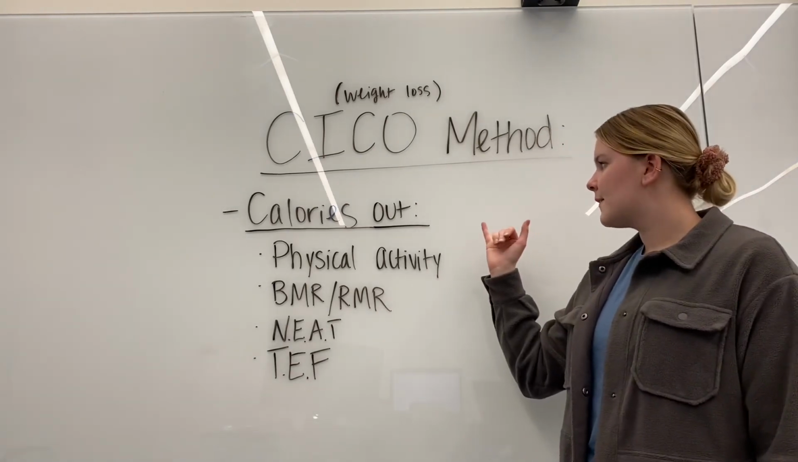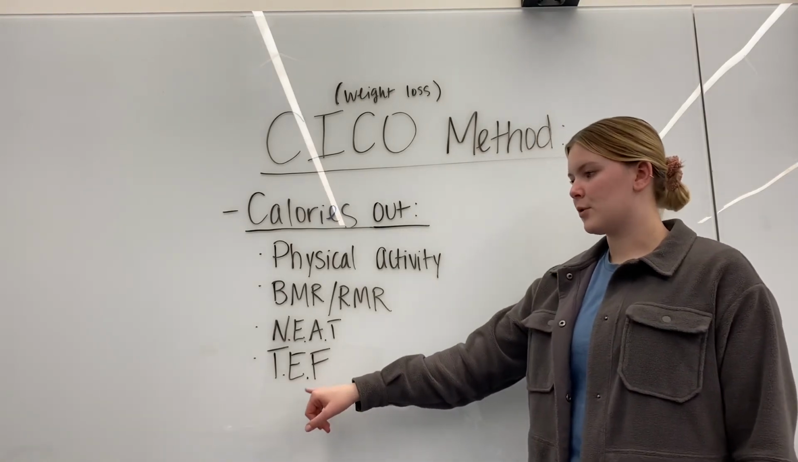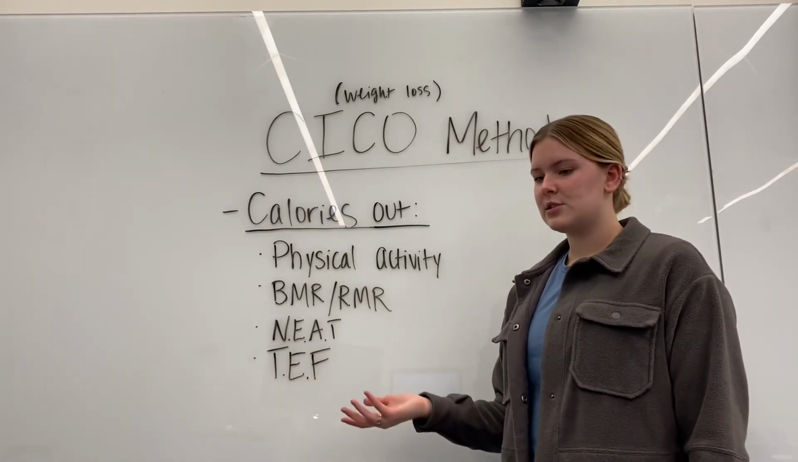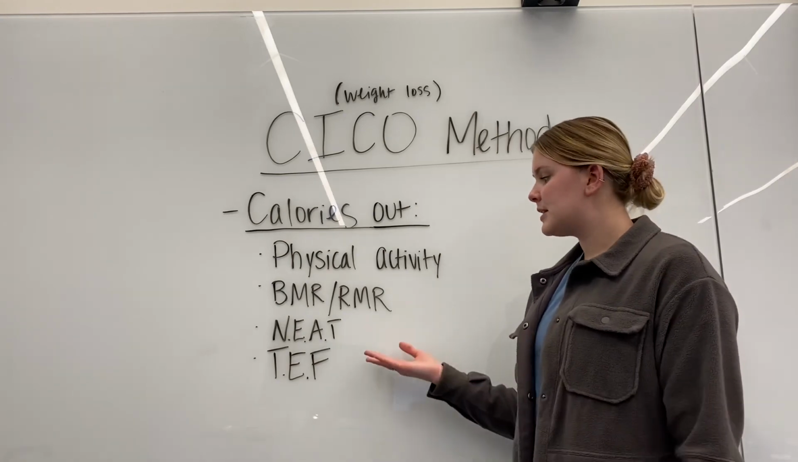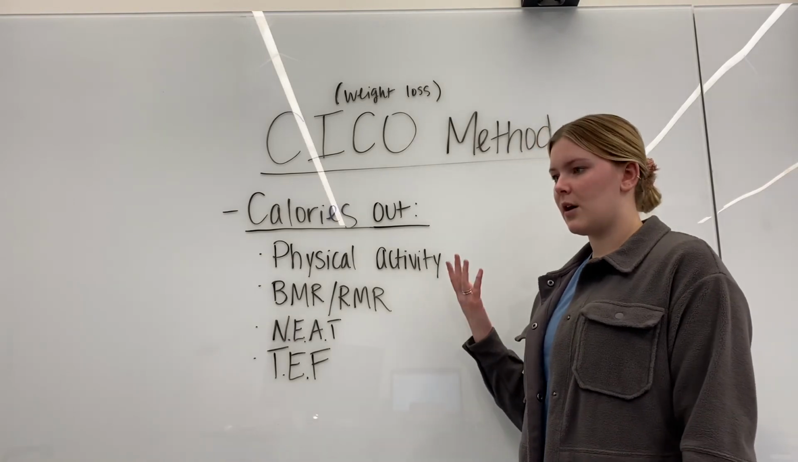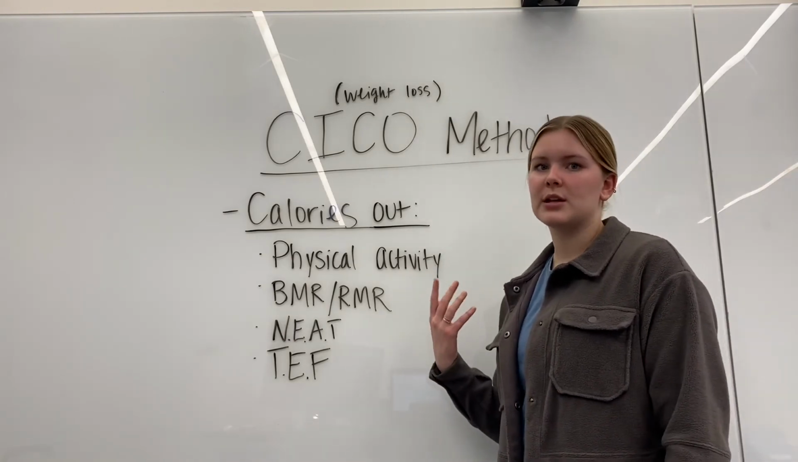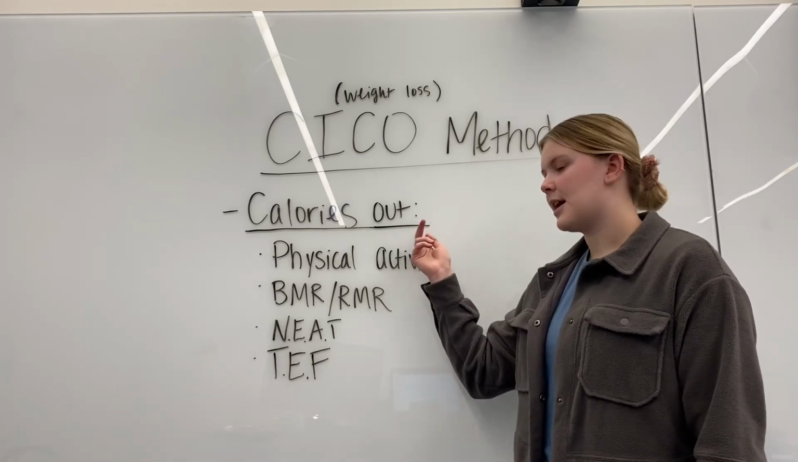And then the last thing that affects calories out would be the thermic effect of food, or TEF. And this just hits on the fact that protein has a really high thermic effect. So it actually takes a lot of calories to break down protein and use it as energy in the body. So that can affect your calories out.